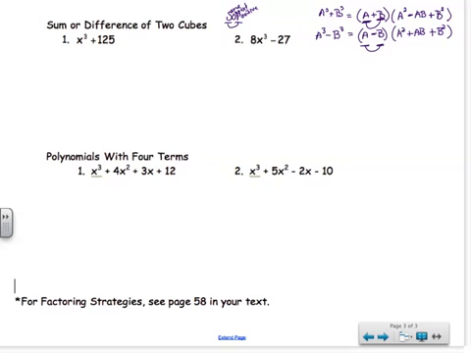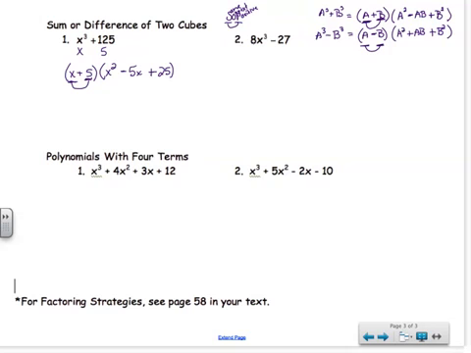So first thing I'm going to do is underneath these I'm going to write what the cube root is. So the cube root of x cubed is x, and the cube root of 125 is 5. So we're going to start out, this is sum, so I'm going to do x plus 5, we do same sign, and we do opposite sign, positive. Now I'm going to do my smile. So I underline this, tells me that I square it. This tells me I multiply those two, and this says I square again. And that's your factored form.